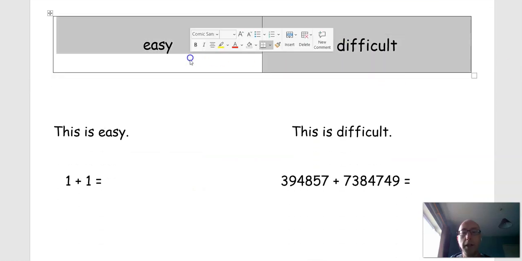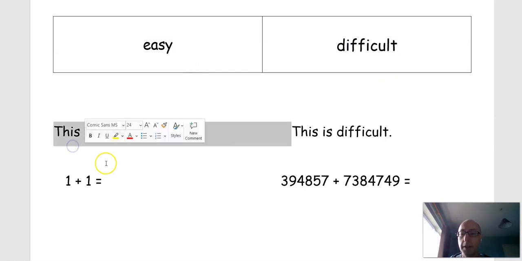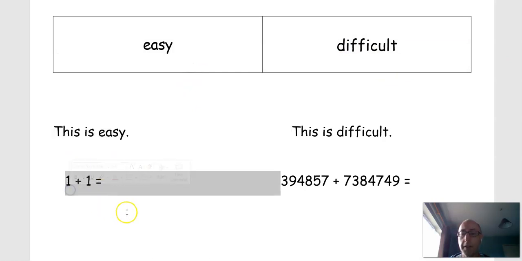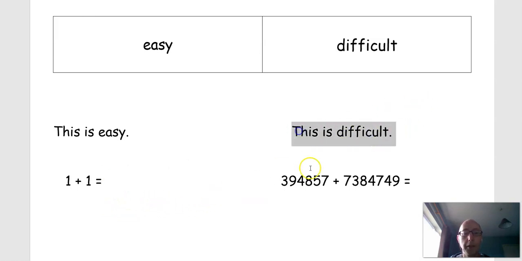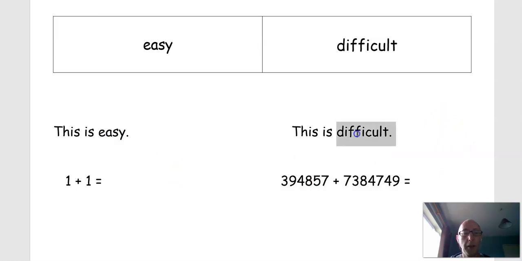And we have easy and difficult. This is easy. 1 plus 1. That's easy, isn't it? Everybody knows. 1 plus 1 is 2. This is difficult. 394,857 plus 7 million. Okay, that's a long number. That's very difficult to add those two. So we have easy. We have difficult.